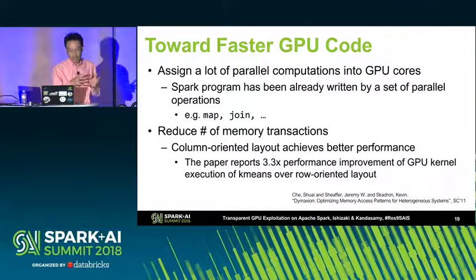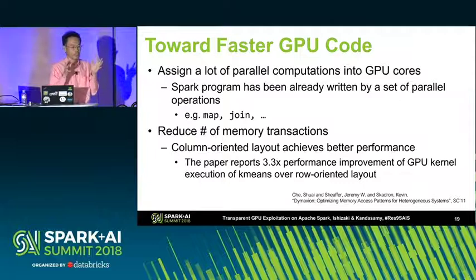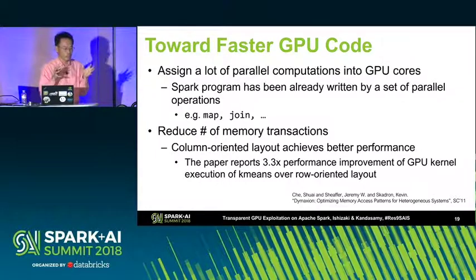Now we have talked about 2 items. First, a Spark program has already been written as a set of parallel operations like map, join, filter, and reduce. Each operation has semantics, and each element in the operation can be executed in parallel. Therefore, if the data size is big enough, a Spark program has enough parallelism to be executed on the GPU.